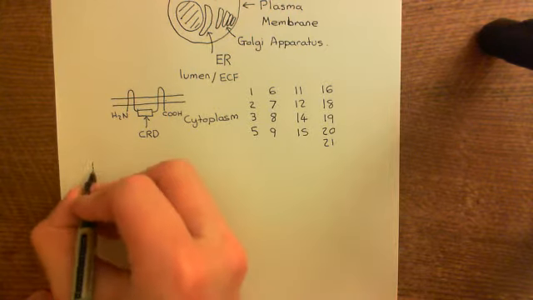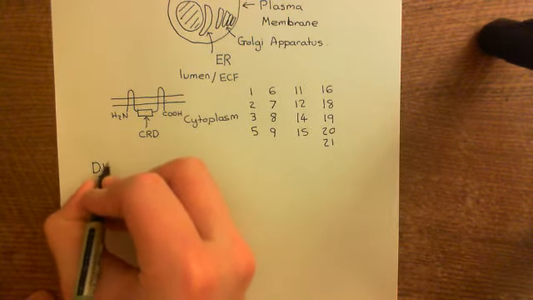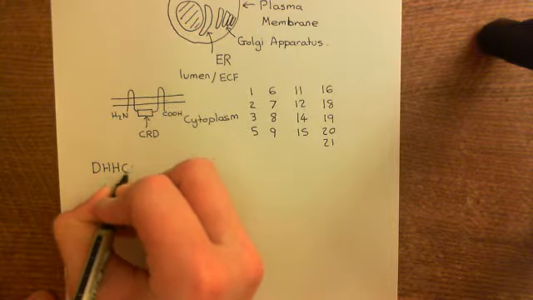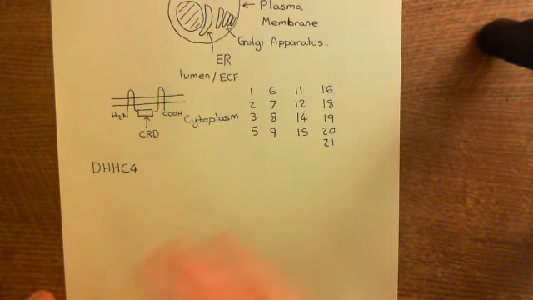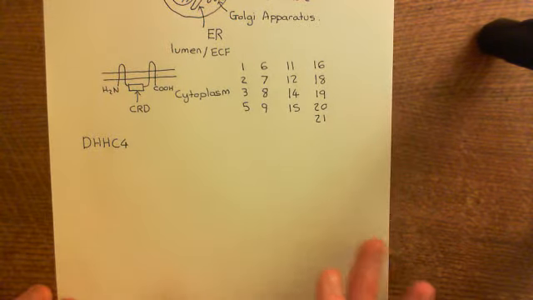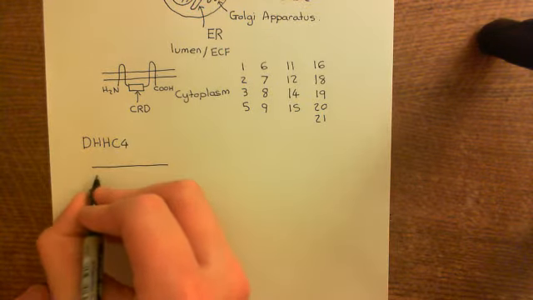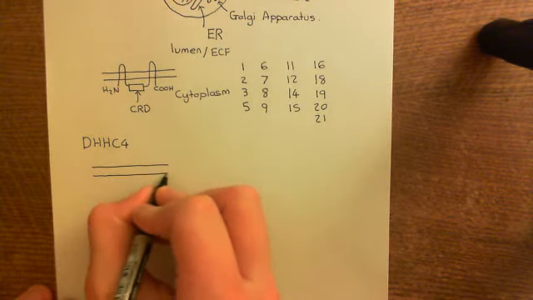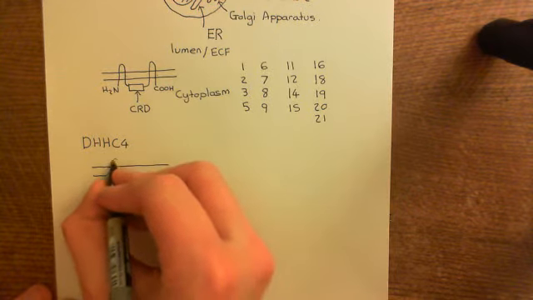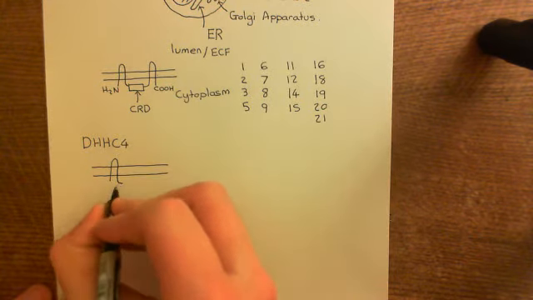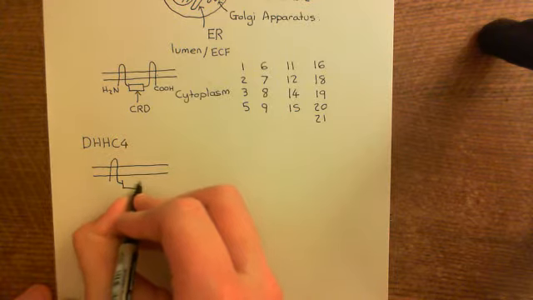So, we'll turn our attention now to the DHHC4 enzyme, okay, which is on its own, basically. There's no other DHHC enzyme which has a structure similar to DHHC4. So let's draw the one that we know, the main one here again.